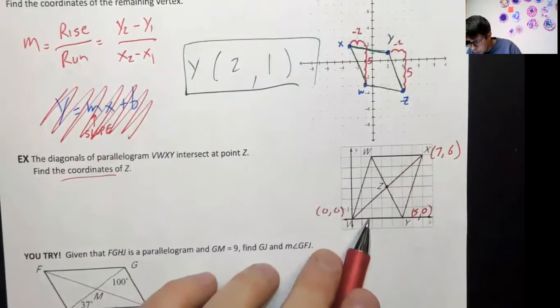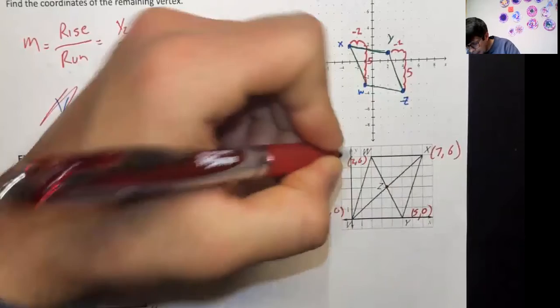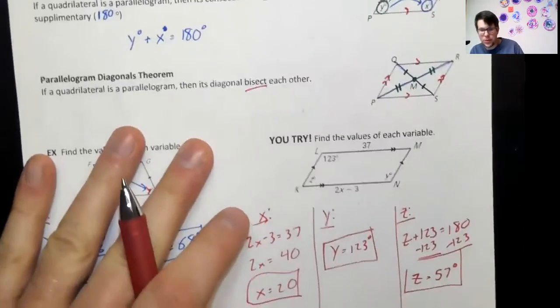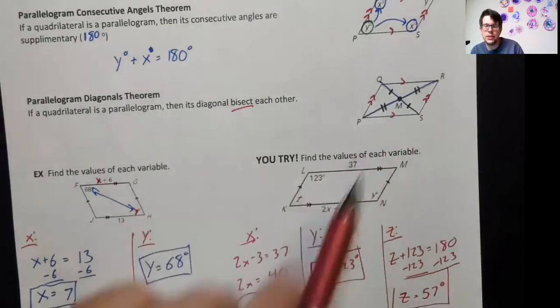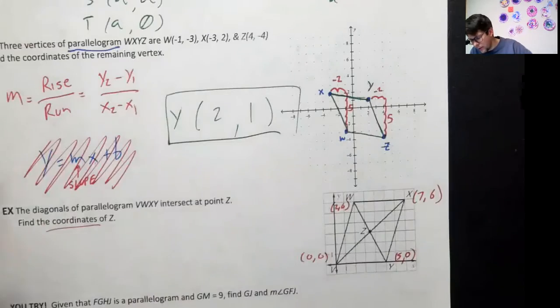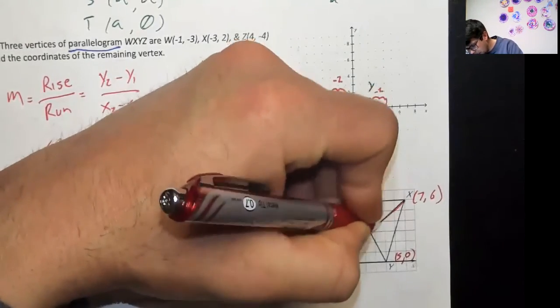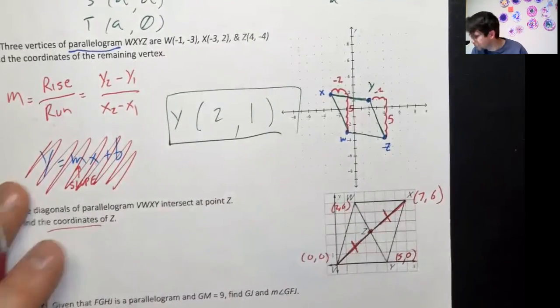And W right here is only 2 units over, and that one's also going to be 6 units up. All right, so now the Z point right here, Z is going to be smack dab in the middle. In our theorem about diagonals, we found out that diagonals bisect each other, which means that creates these equivalent distances on either side of them. So if we are traveling along one of our diagonals, this Z is the halfway point of that diagonal. It has the same amount of distance below the Z as it does above the Z.